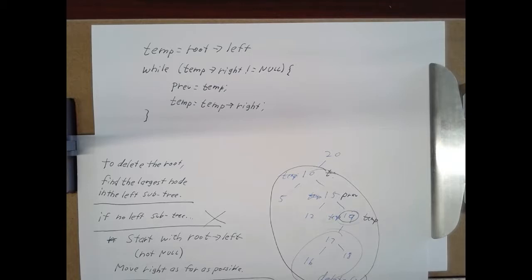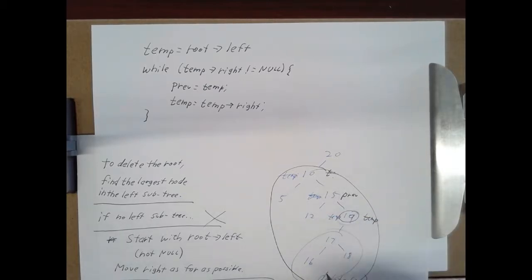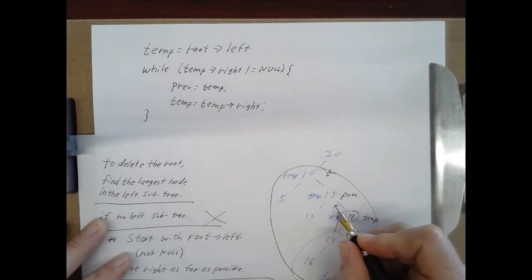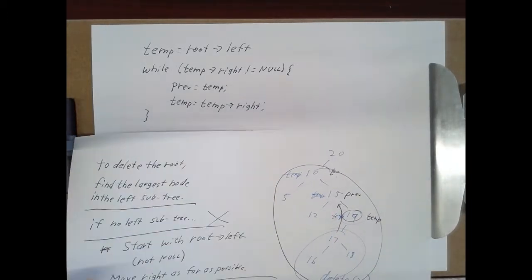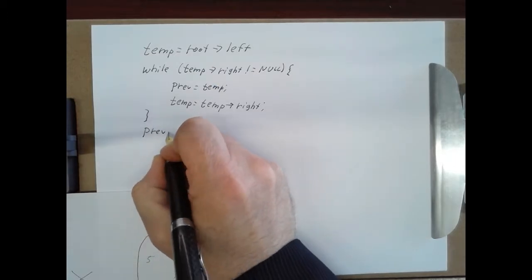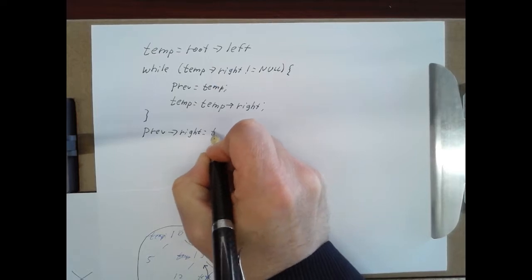All right, so what do we need to do here? We need to do a few things. We need the previous node to adopt temp's left child as its new right child. In other words, we need to take this node and connect it up to here. So something like previous right equals temp left.